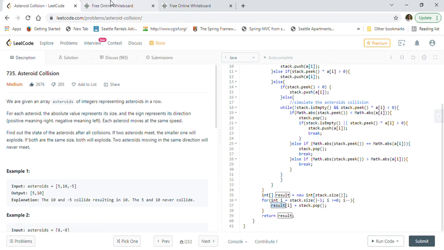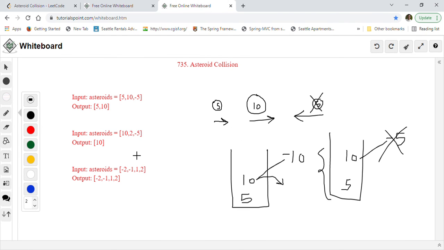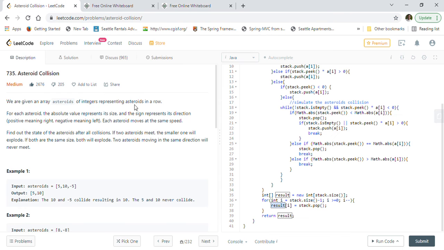Stack is very helpful to solve this problem because we need to understand the order here. 10 will first collide with 5, or for example 2 will first collide with 5, and 2 will disappear, then 5 will collide with 10. To simulate this kind of behavior we need a stack, because a stack is last in first out, LIFO. Whatever we insert last comes out first. So this is the way we can solve the asteroid collision problem.